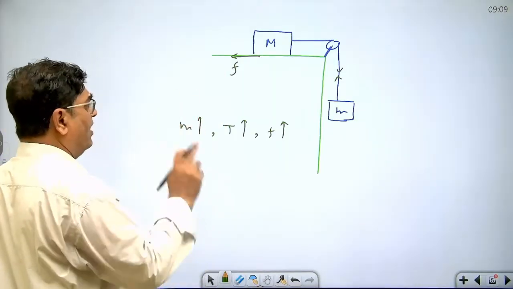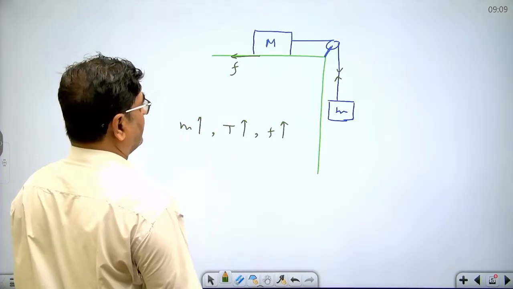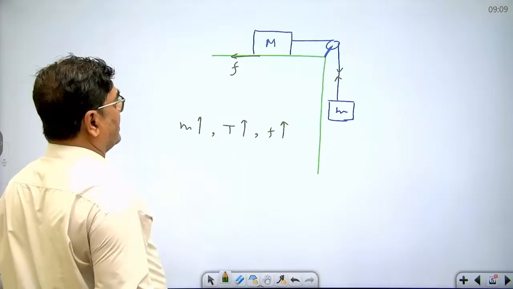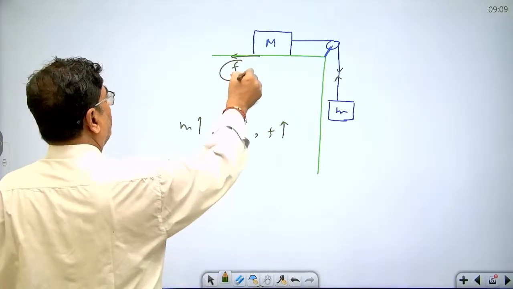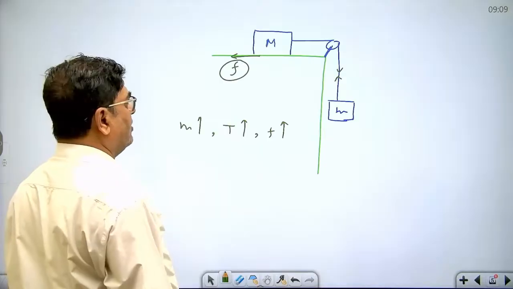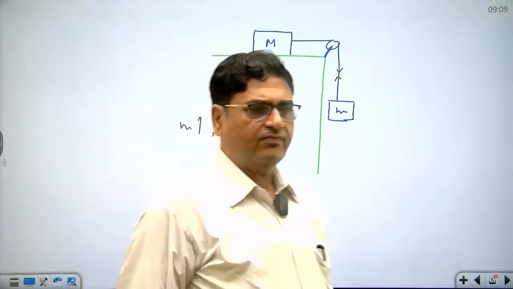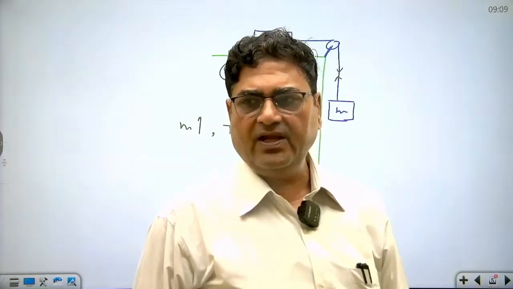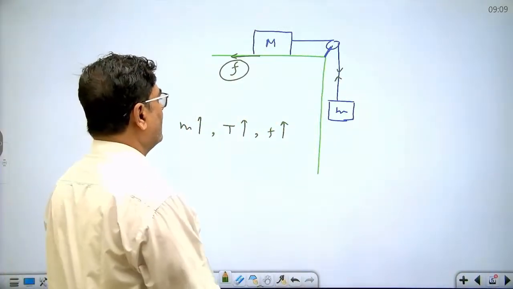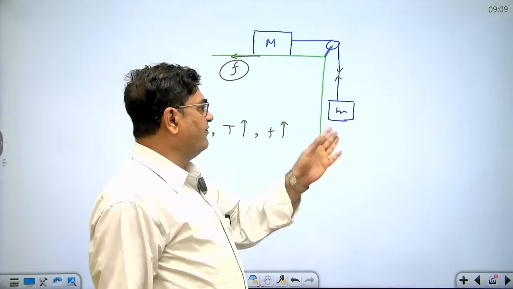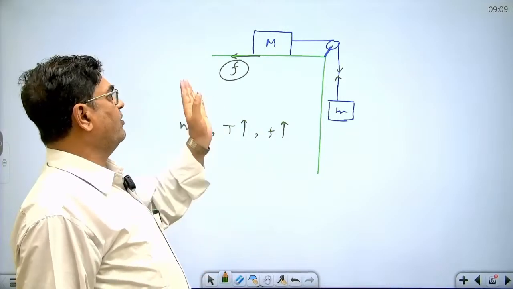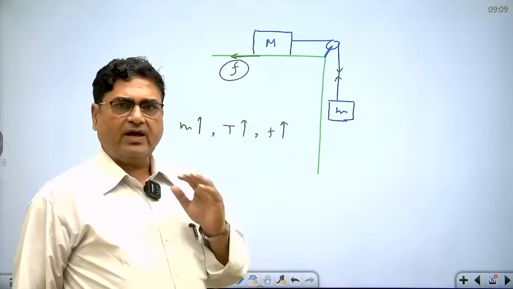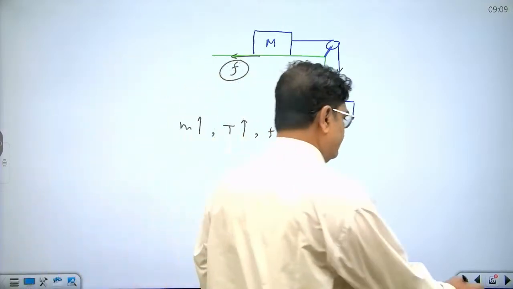okay? A stage comes when tension in the string becomes so high that this frictional force reaches the limiting value, which is called the maximum value of static frictional force, that is called limiting frictional force. And even after that, if we increase the mass, then what happens? The block starts sliding.